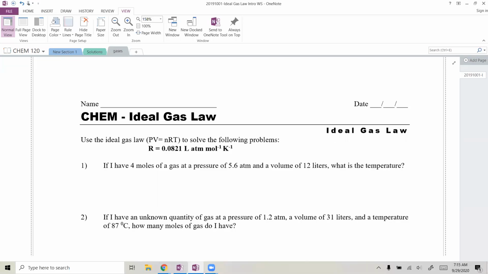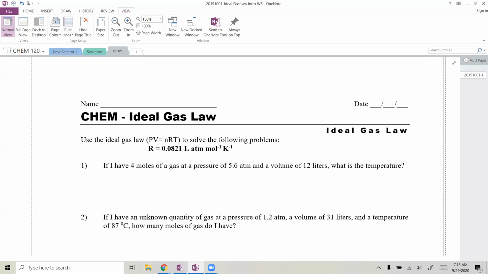Okay, so our third lecture for chapter 5 is really going to focus on us doing some problems, because I feel like we just need to be doing and applying a lot of these problems, because there's a lot of different types of questions that we can see with the ideal gas law. So the first worksheet that we're going to look at is this intro, the ideal gas law intro worksheet. And so what this one is going to do is just have us practice using the ideal gas law, PV equals nRT, and how we apply it.